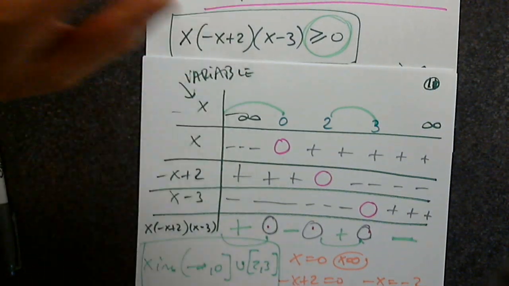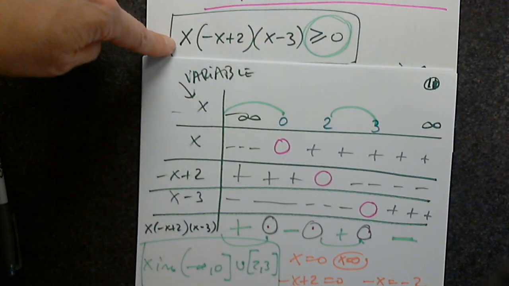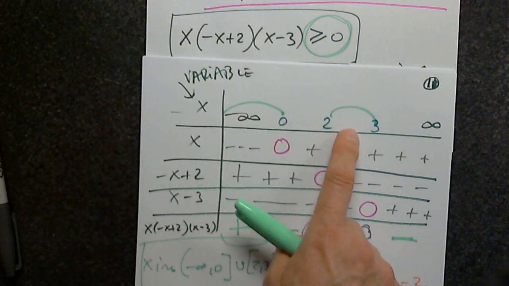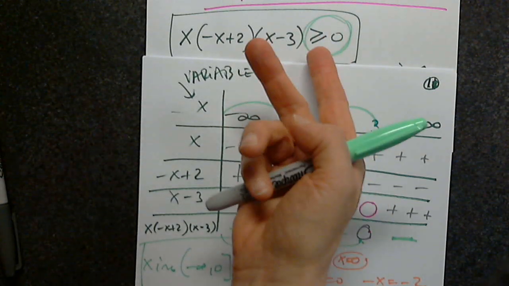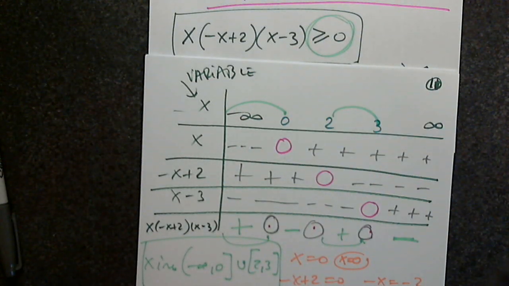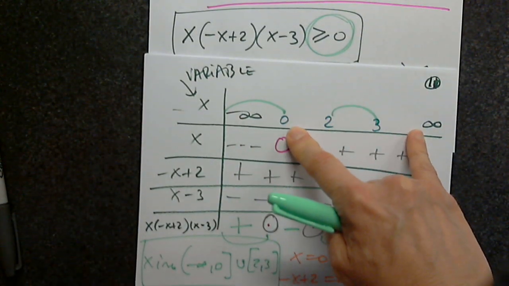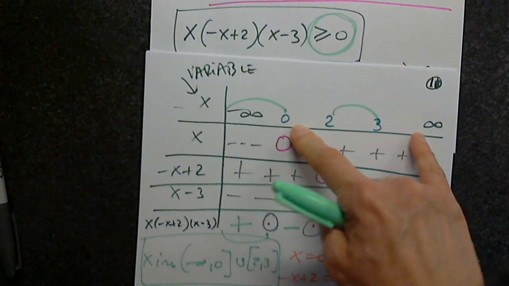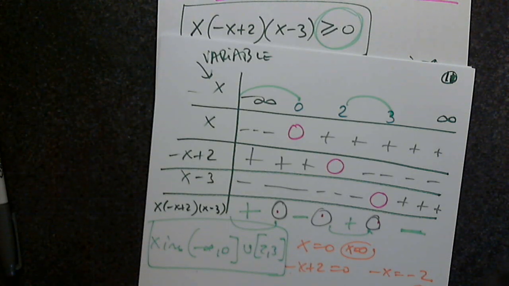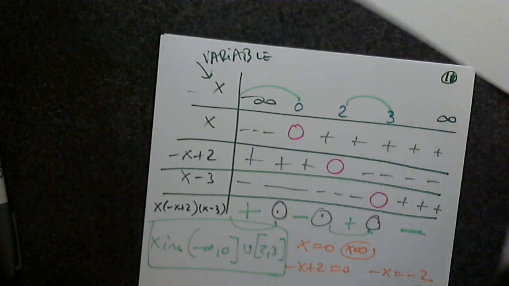So if I want this product to be positive, I will pick x between negative infinity and 0 and 2 to 3. What if I reverse the inequality? And I say, what if I want this to be less than or equal to 0? What would you pick? You will pick these two. You will pick 0 to 2, union 3 to infinity. Questions? Does it make sense? Any questions?